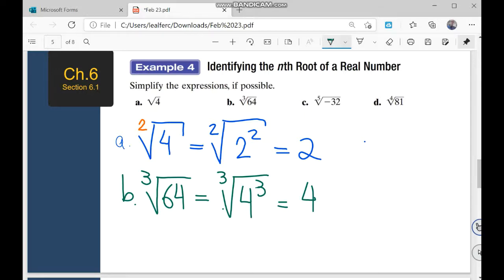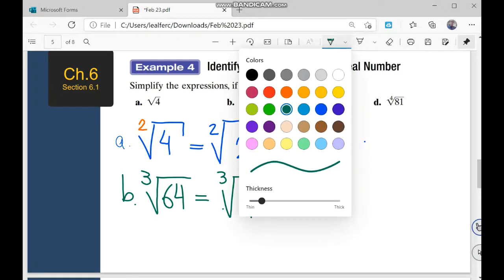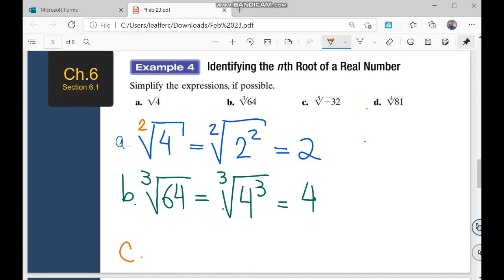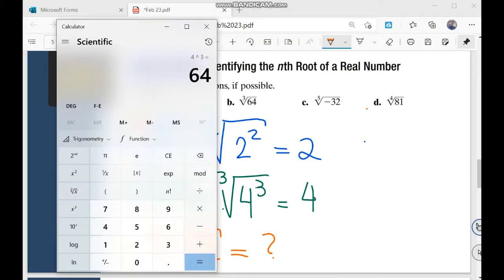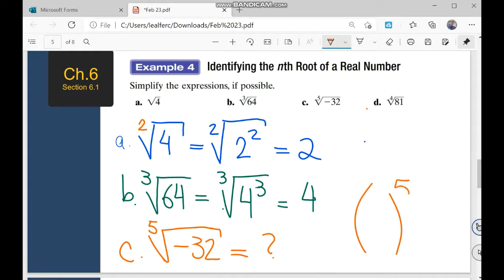Now, a very interesting and different situation from yesterday. Let us check this out. Now we have the fifth root of negative 32. We have a negative number. Can we have the fifth root of a negative number? Is there no solution? Or maybe we can find the fifth root of a negative number? Well, we need to find a number, to the exponent 5, equal to negative 32.